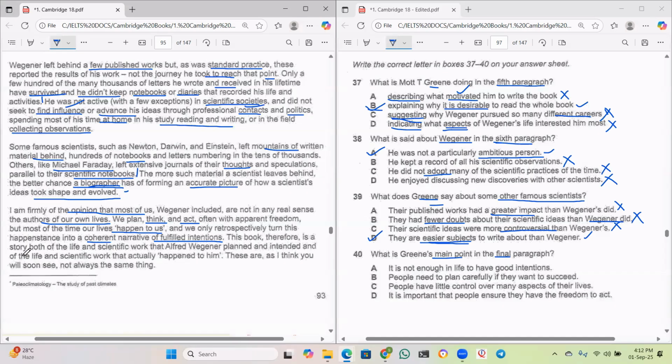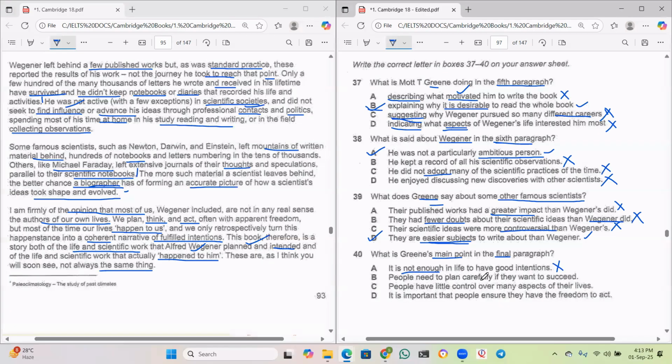This book therefore is a story both of the life and scientific work that Alfred Wegener planned and intended, and of the life and scientific work that actually happened to him. Okay, he planned something, but something happened to him. These are, as I think you will see soon, not always the same thing. Yes, so it's a very good paragraph with some deep meaning in that. Now, let's read the options. It is not enough in life to have good intentions. He spoke about intention, but he did not say it is not enough, right? So this cannot be the answer.